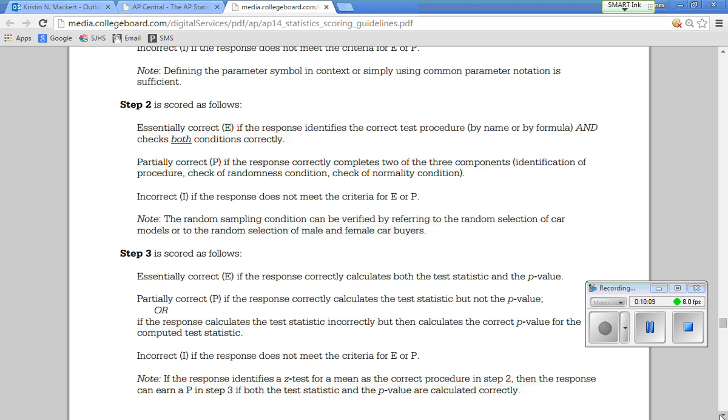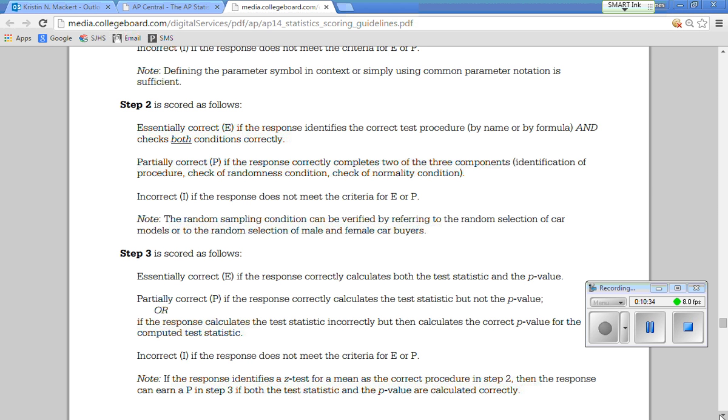So if you look at the note, it does say the random sampling condition can be verified by referring to the random selection of car models. It says it in the problem somewhere that the samples were collected randomly, right? So if you referred to that, then don't just say conditions, 1, random, check. Don't do that, okay? I know you. I've graded your work.